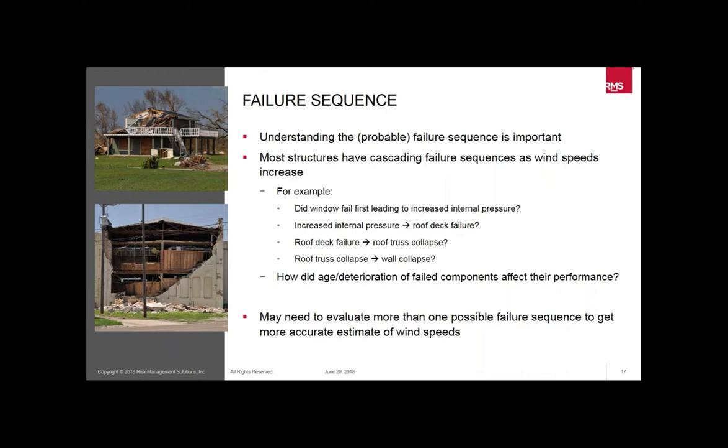So depending on the amount of damage we see and the type of damage we see, we have to use our engineering judgment, engineering expertise, how we know structures typically tend to come apart, and try to back construct what was maybe a likely sequence of failure, right? And sometimes you might have to estimate or look at more than one possible failure sequence in order to provide a better look at what the wind speeds will be.